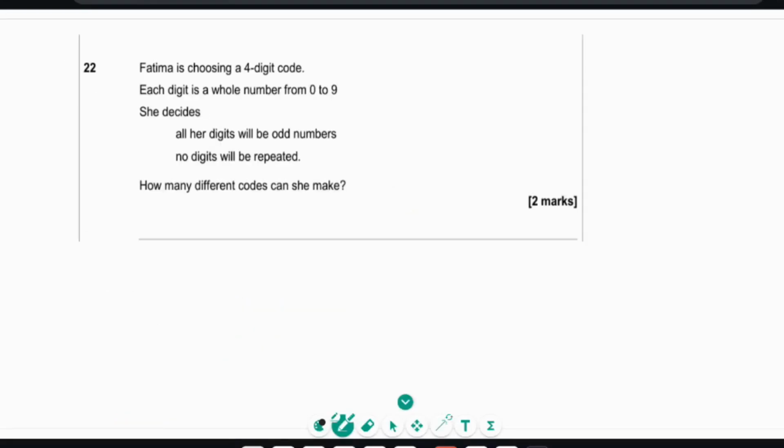Fatima is choosing a 4-digit code. Each digit is a whole number from 0 to 9. She decides all her digits will be odd numbers, no digits will be repeated. So how many odd digits do we have? We've got 1, 3, 5, 7, 9. We've got 5. Okay, so for the first digit, there are 5 options. We would have used one of our odd numbers, which leaves 4 odd numbers for the next digit, 3 for the next, and 2 for the last. So 5 times 4 times 3 times 2 is 120.